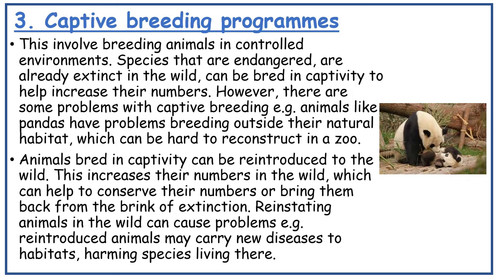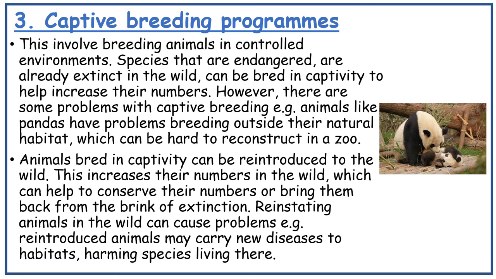The third one is captive breeding programs. This involves breeding animals in controlled environments. Species that are endangered or already extinct in the wild can be bred in captivity to help increase their numbers. However, there are some problems with captive breeding.